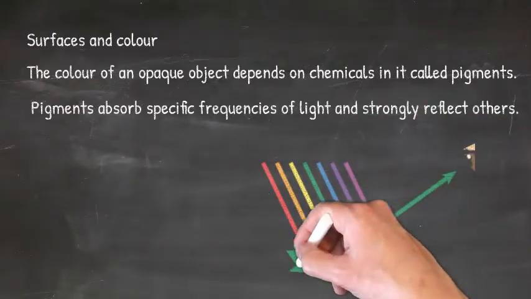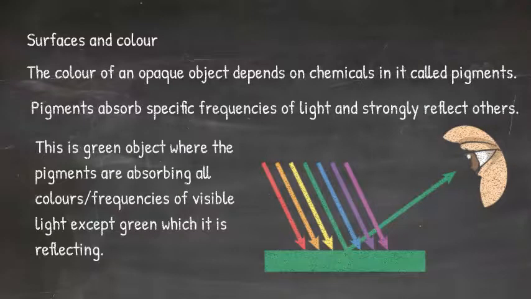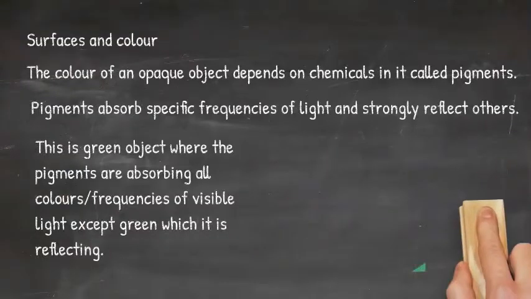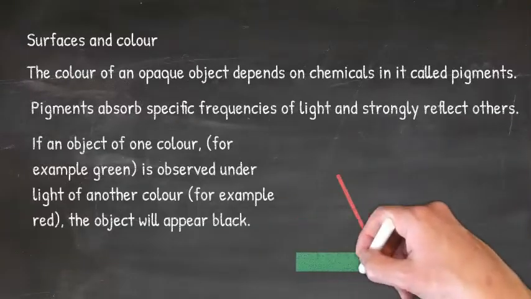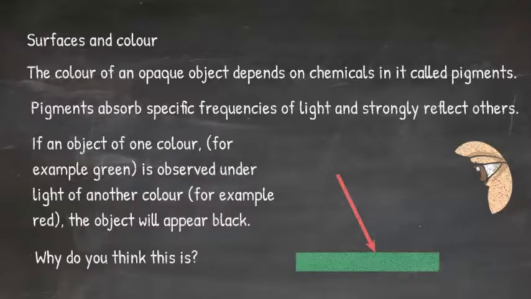Pigments absorb specific frequencies of light and strongly reflect others. This is a green object where the pigments are absorbing all colours or frequencies of visible light except green, which it is reflecting. If an object of one colour, for example green, is observed under light of another colour, for example red, the object would appear black. Why do you think this is?